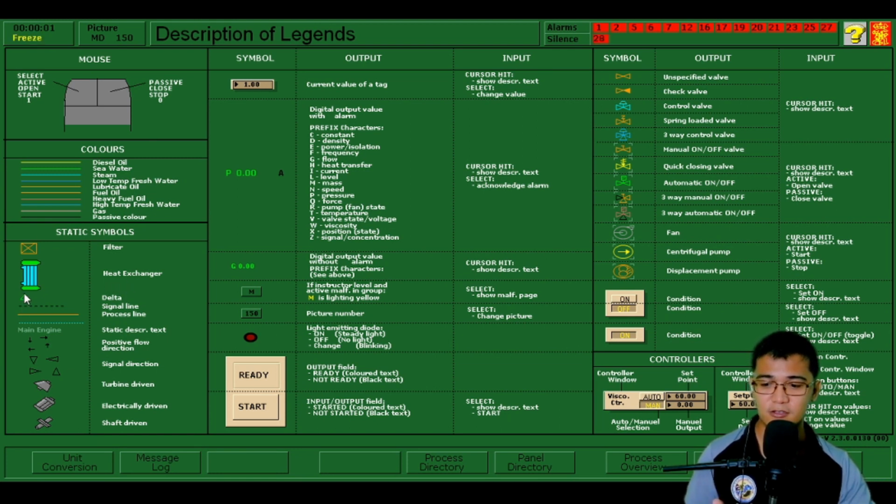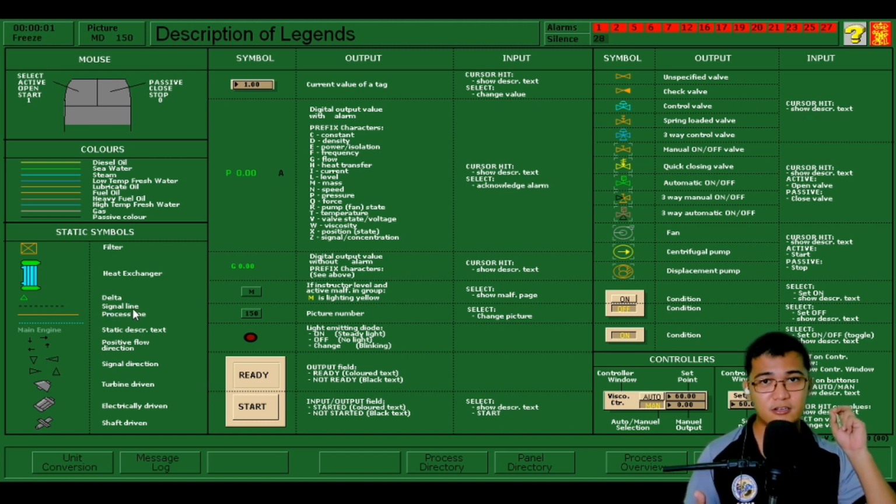Ito namang symbol na to, a triangle, meaning delta or change in. Pwede siyang pagbabago ng pressure, pwede siyang pagbabago ng flow. So yan. Ito naman yung broken line. This means a signal line.